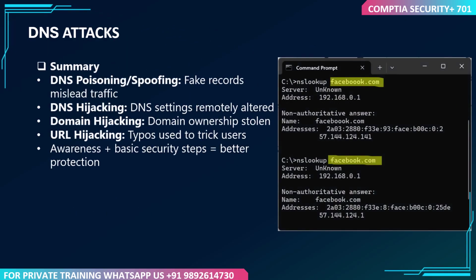So to recap, we have 4 major types of DNS-related attacks. DNS poisoning or spoofing, where fake address records are inserted into the DNS to mislead you. DNS hijacking, where your DNS settings are taken over and controlled remotely. Domain hijacking, where the actual ownership of a website name is stolen and taken over. And URL hijacking, where attackers take advantage of common spelling errors to trap unsuspecting users. All of these can be used to steal information, spread malware, or hijack web traffic. But by understanding how these attacks work and taking a few steps to protect ourselves, we can stay a lot safer online.